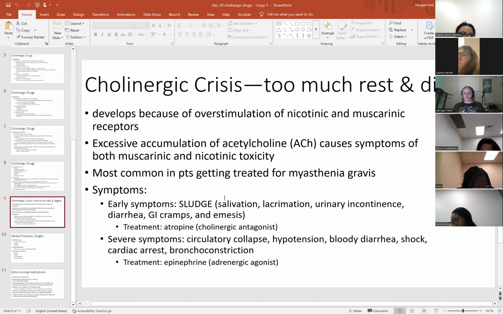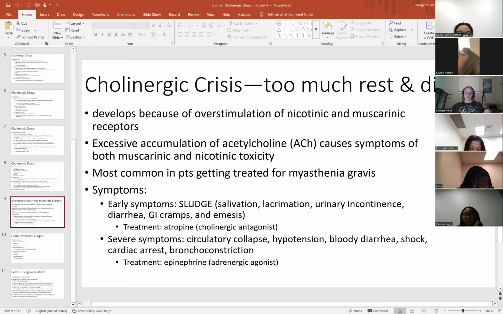I can also get toxicity of any of these medications. However, if I get too much cholinergic medication, it's going to be the most dangerous out of all 4 of these chapters. Because what's going to happen is that you're going to get all of this, but way more extreme. We're going to have too much acetylcholine. We're going to stimulate our muscarinic and nicotinic receptors way too much, and we're going to see the symptoms associated with that.